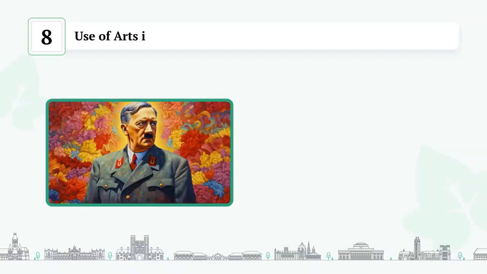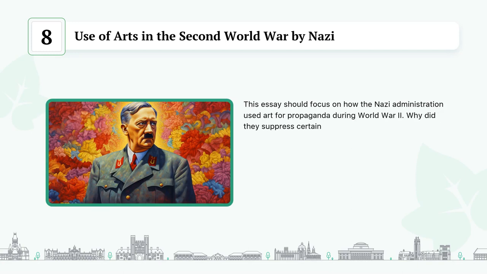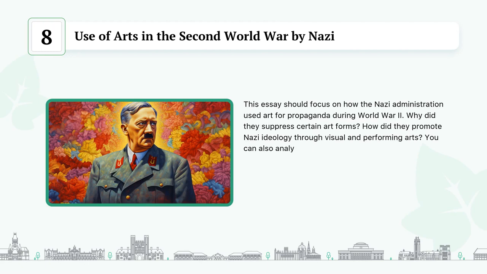Use of arts in the Second World War by Nazis. This essay should focus on how the Nazi administration used art for propaganda during World War II. Why did they suppress certain art forms? How did they promote Nazi ideology through visual and performing arts? You can also analyze the role of artists in resistance movements against the regime.